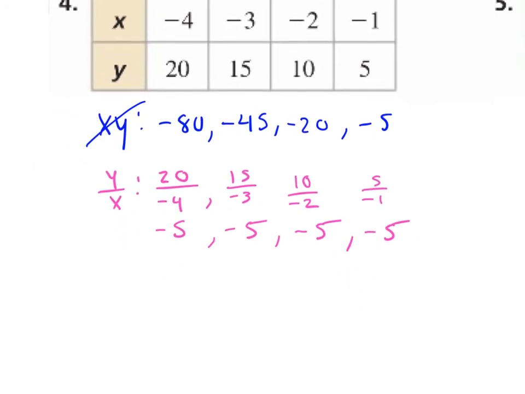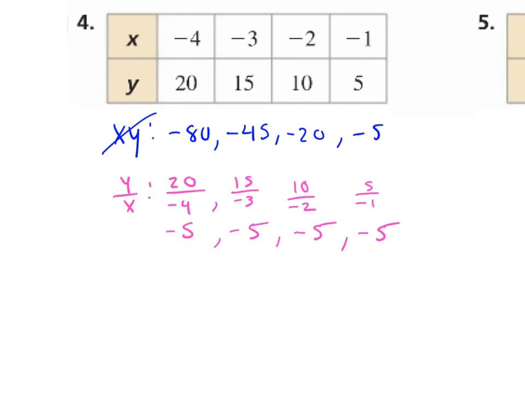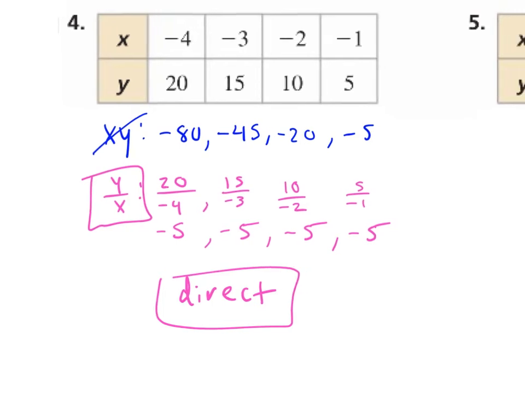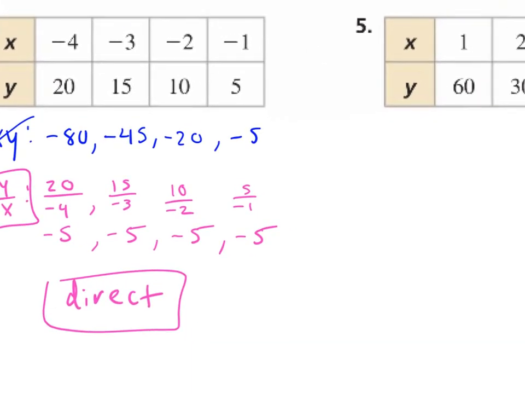So what does that mean? What type of variation do we have? Direct variation. Any questions on that one?